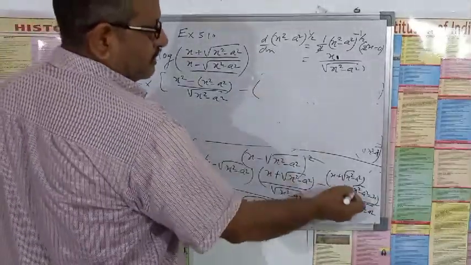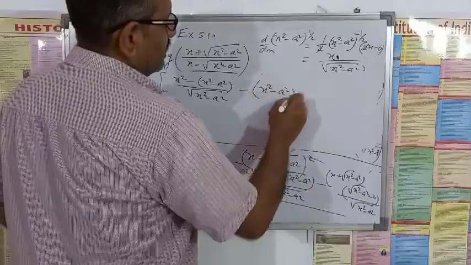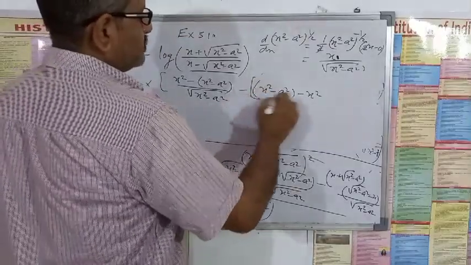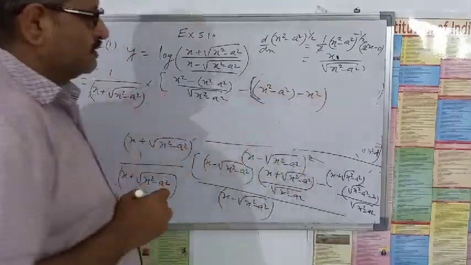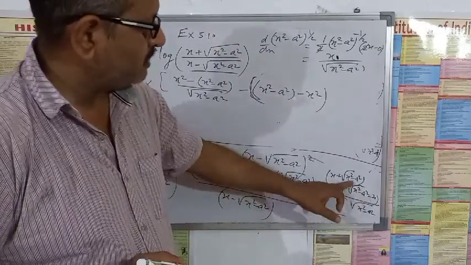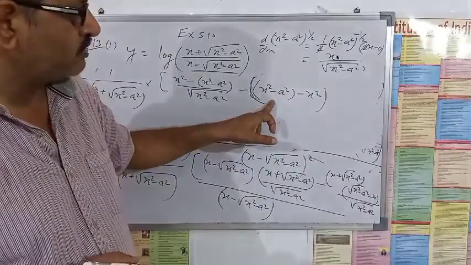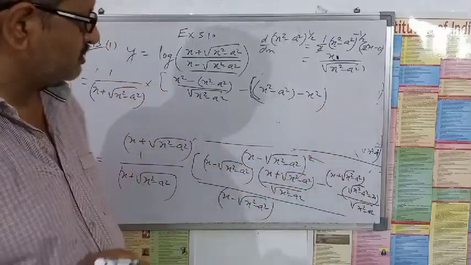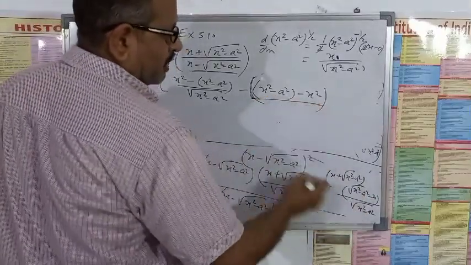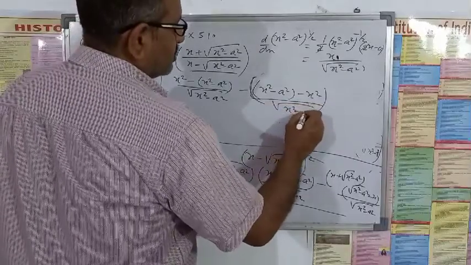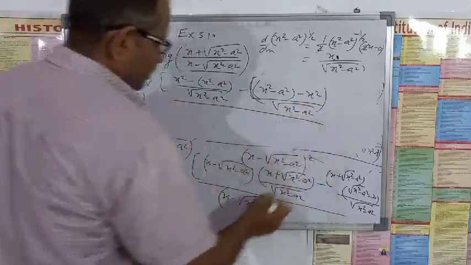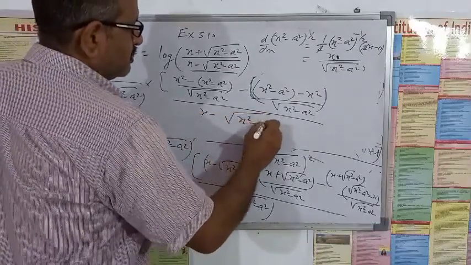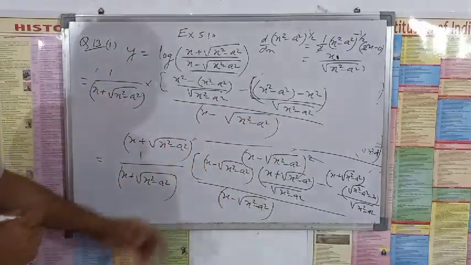So it can be written x square minus a square minus x square, like this. A plus b, a minus b. So a square means root x square minus a square whole square. So we have to remove the sign of root. B is x, so minus x square whole upon under root x square minus a square and upon x minus root x square minus a square.